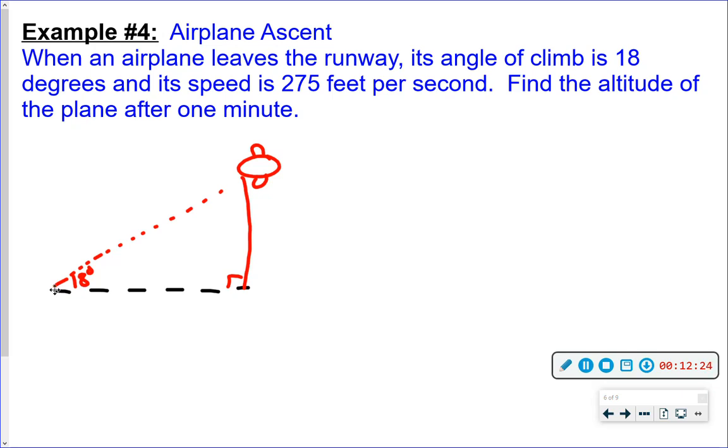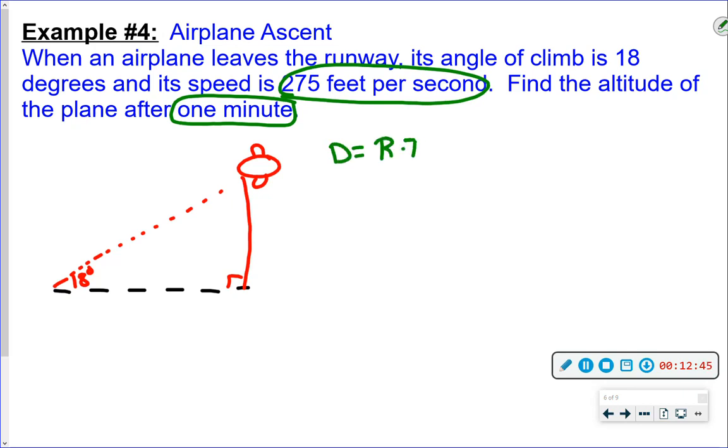Now, we got to get creative because they tell us, of course, the 18 degrees I have labeled. It also gives me how fast, the speed of it, and how long it's in the air. I would like to know the distance. What did it cover? How many feet is your airplane actually off the ground? So I'm going to have to go old school and use some rate times time to get the distance.